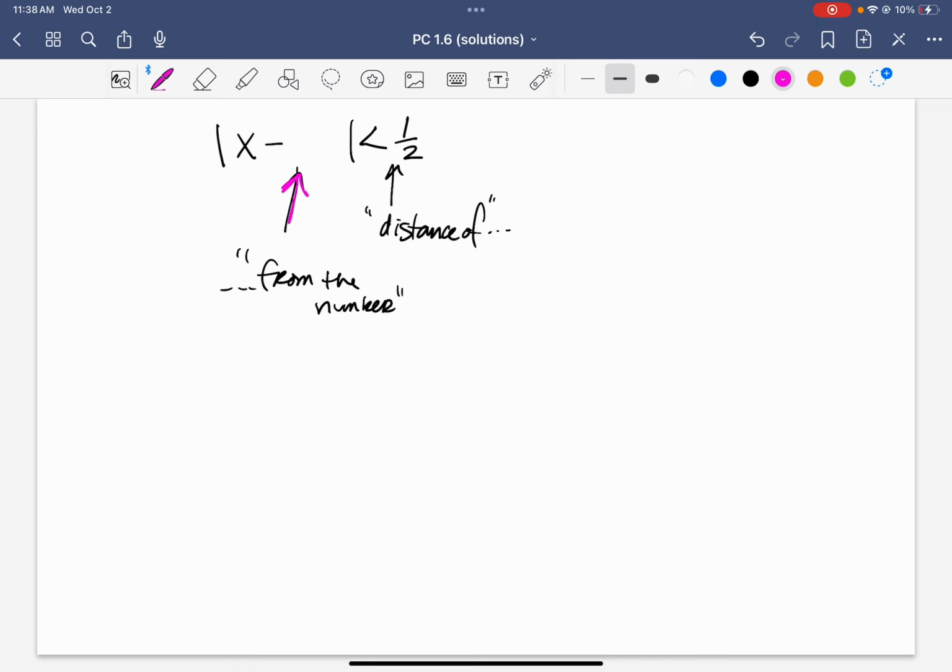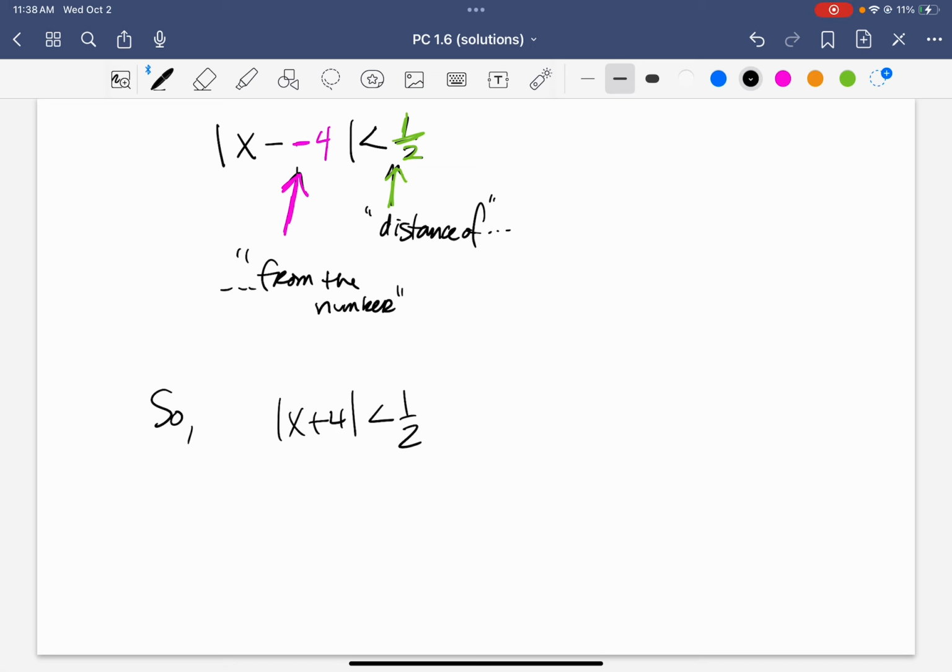So it's going to be from the number -4, so it's going to be -4. And if it's of a distance of, then it goes here. So it's really absolute value of x plus 4 is less than 1/2. Okay, that's 7. Let's look at number 9.